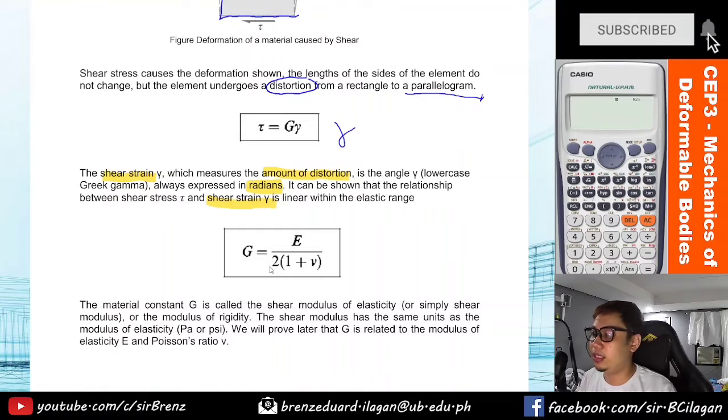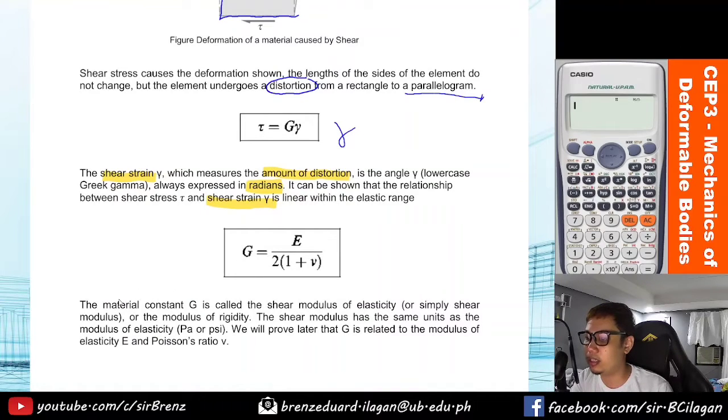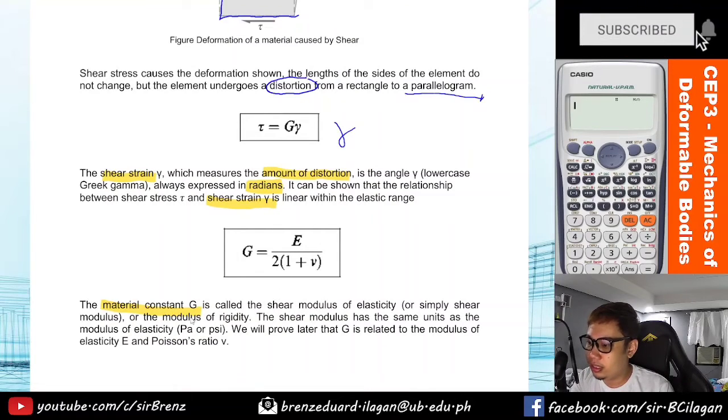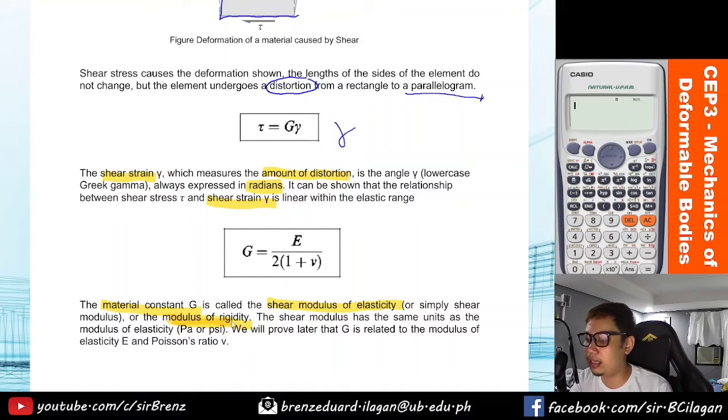Okay, so with this, it can be shown that the relationship blah blah blah, elastic range. So, we have also another equation. This is for the material constant G, o yung mas kilala nga sa tawag na modulus of rigidity. Or dito, the shear modulus of elasticity. Ayan yung dalawang tawag sa inyo. Pero ang ko dito, ito yung kadalasan na tawag sa modulus of rigidity.